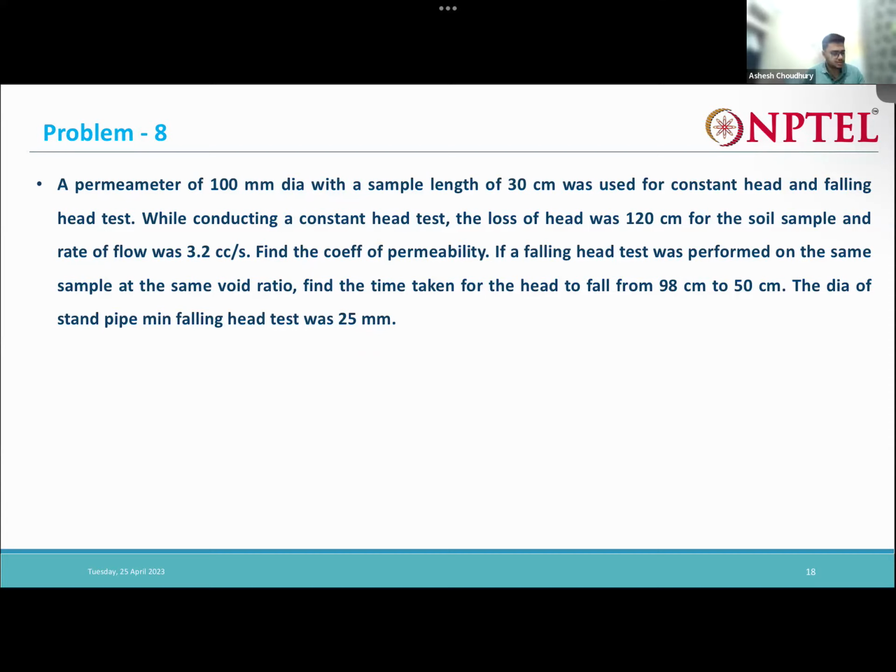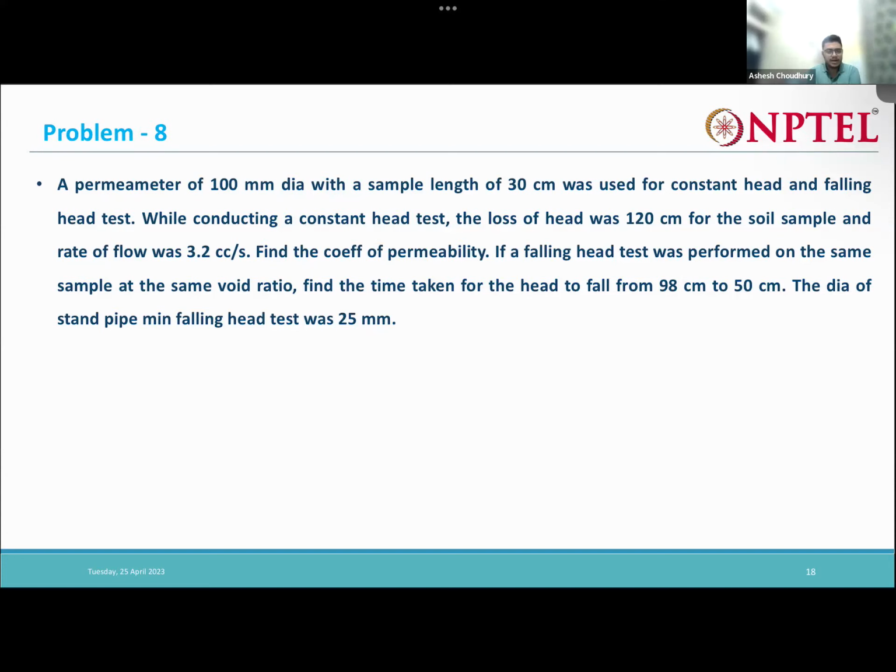Okay, so let us see this problem. A permeameter of 100 millimeter diameter with a sample length of 30 centimeter was used for a constant head and a falling head test. Both tests used the same permeameter. While conducting the constant head test, the loss of head was 120 centimeter for the soil sample and the rate of flow was 3.22 cm cubed per second.